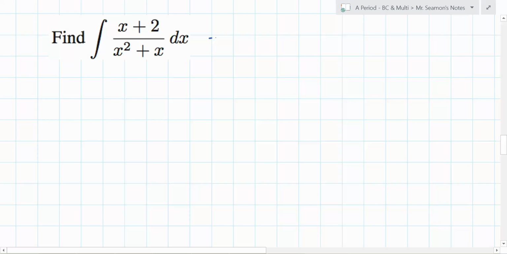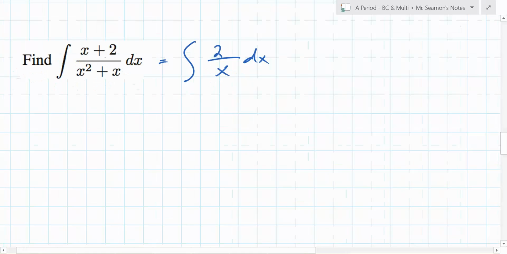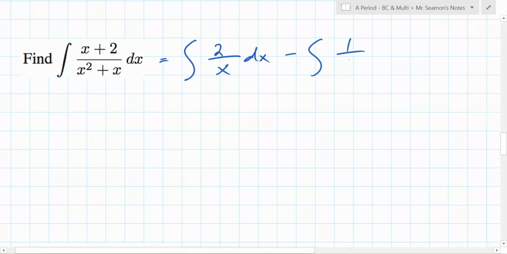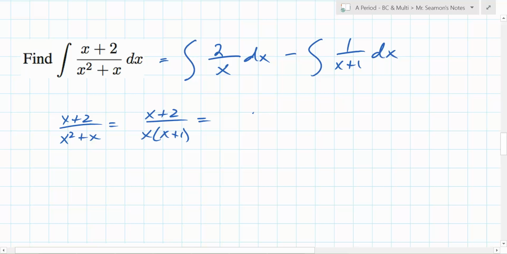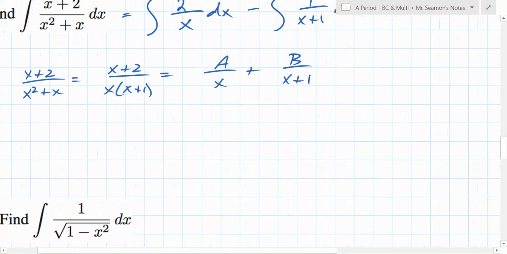Break down into what? What would be the two integrals that you need to do? Umi, what's one of them? 2 over x. Anybody have the other one? Who agrees with those two right there? Only one person's in agreement? So you have x plus 2. Okay, so we definitely need to do this. So this is x plus 2 over x times x plus 1. So you're looking to break it into A over x plus B over x plus 1. Is that correct?